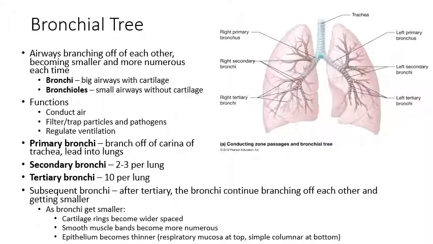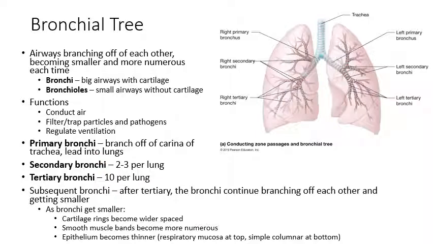As you go down and the cartilage becomes less common, the smooth muscle becomes more common, and you'll have thicker bands of smooth muscle around the bronchi, and also more numerous bands of smooth muscle around them. And then the epithelium starts thinning out. So at the top, with your primary, secondary, and tertiary bronchi, you have your respiratory mucosa: pseudostratified columnar with cilia and goblet cells, trapping particles in the mucus, and then cilia moving it up and out.